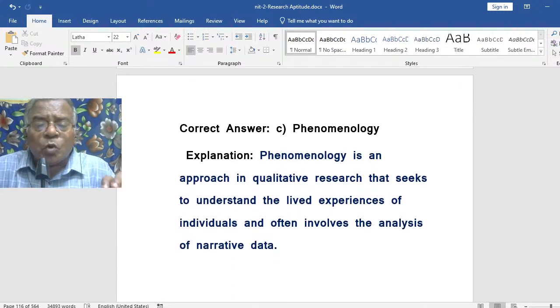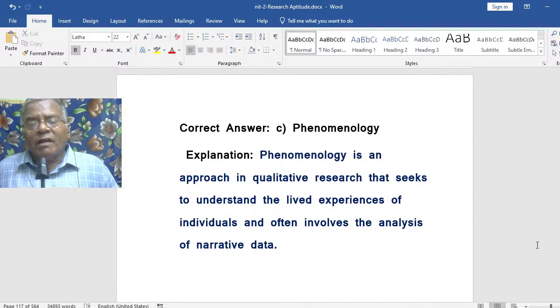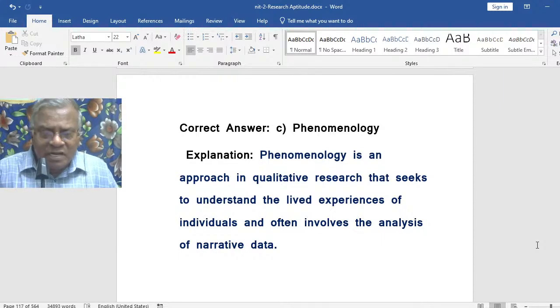Phenomenology is an approach in qualitative research that seeks to understand the lived experiences of individuals and often involves the analysis of narrative data. I can give an example so that you understand it better, because such kind of things you must understand with an example.